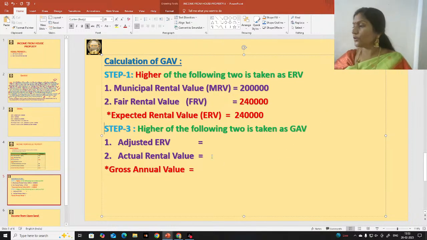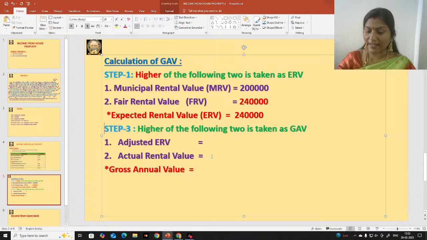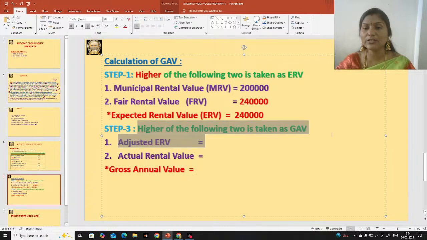Now we will go to the third step directly. Why are we just jumping to the third step? Why are we not doing the second step? I said just now that standard rental value is not given. Let us go to step 3. So what is step 3? Higher of the following two is taken as GAV. This is what we want.